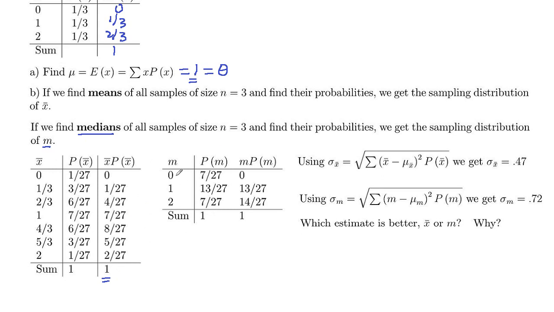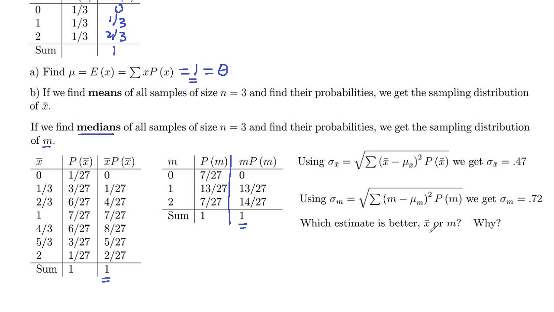Now if we do medians here, 0, 1, and 2 are the only values for the median. These are the probabilities that they fall in. And then if you multiply m times probability of m and add those up, you also get 1. So that's also an unbiased estimate. So which one is better? Well, we look at the standard deviation. If we do the standard deviation of the sample mean distribution, we get 0.47. If we do sigma sub m, the standard deviation for the sampling distribution for the median, we get 0.72.